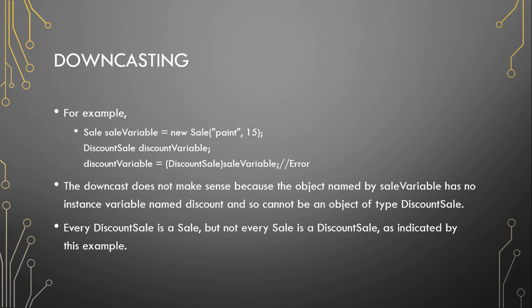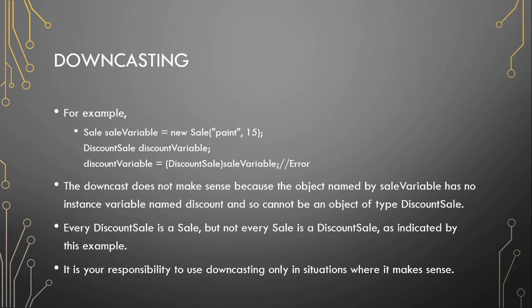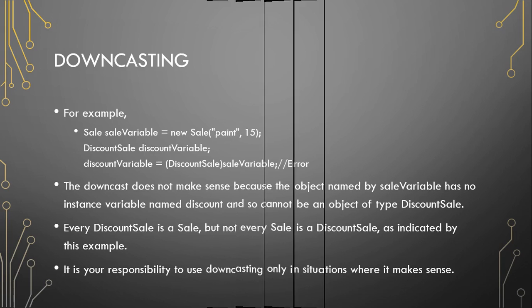Now, this is because every DiscountSale is technically a Sale, but not every Sale is technically a DiscountSale, as shown by this example. So it is ultimately your responsibility as the programmer to really only use downcasting in situations where it makes sense. If it doesn't make sense, or you're going to have errors thrown like this, you should avoid it.